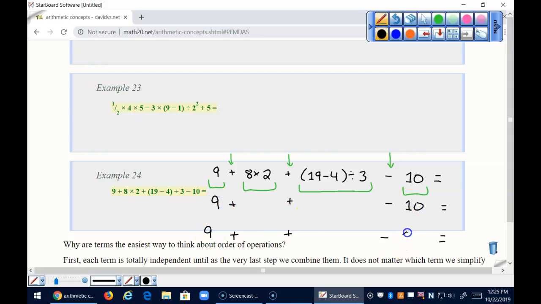10 just stays 10. 8 times 2 is 16. 19 minus 4 is 15. And then 15 divided by 3 is 5. So 9 plus 16, we're up to 25. Plus 5, we're up to 30. Take away 10, we're down to 20. Did I make any mistakes? No, we're good. Okay. So now let's do the one that we were given on the practice final.